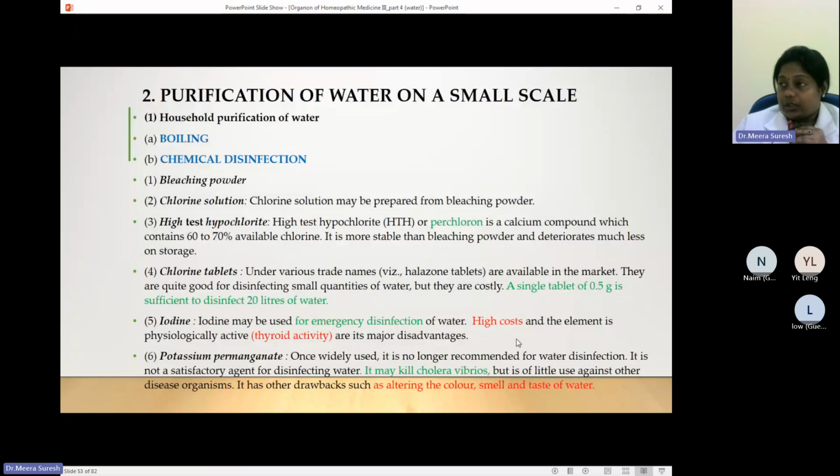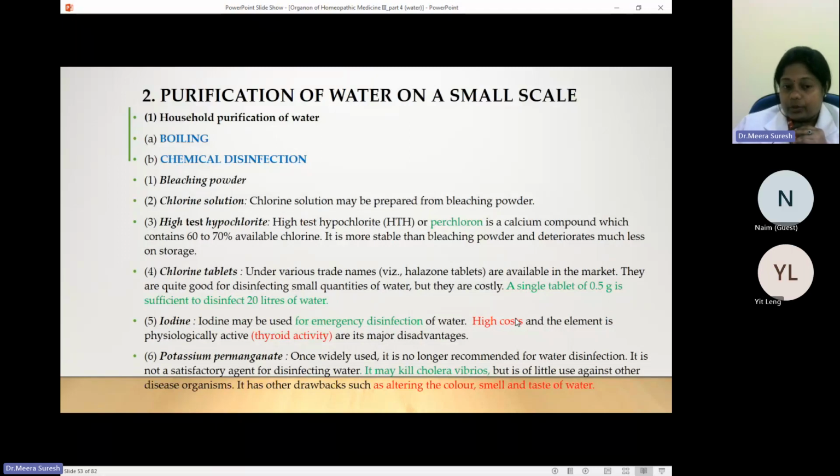And the problem is, one thing, its high cost. Bleaching powder costs very little, but iodine is going to cost more, and it is not routinely used because it can result in later thyroid dysfunction, either hypo or mostly hyperthyroidism. It is going to happen if we always treat with iodine. So that is why for routine purposes we don't use iodine for disinfection, only for emergency purposes.